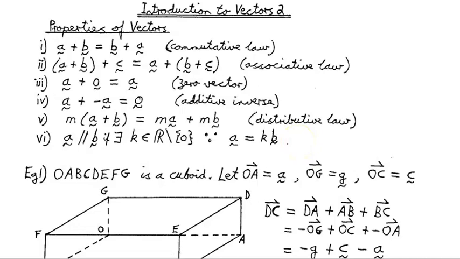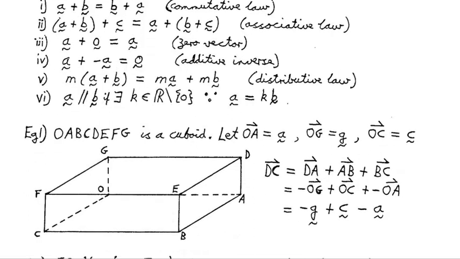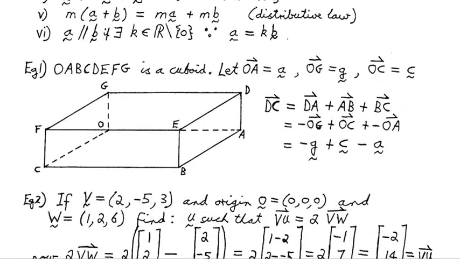Okay, now let's just have a look at another example. Now let's have a look at this cuboid. O, A, B, C, D, E, F, G. There's the corner points of this cuboid labelled.